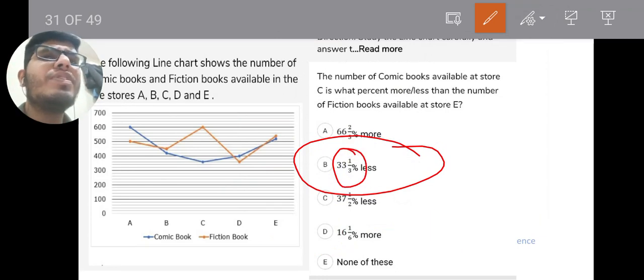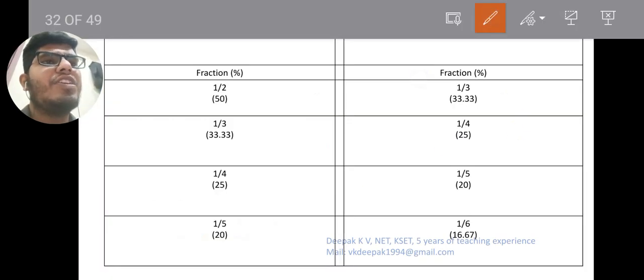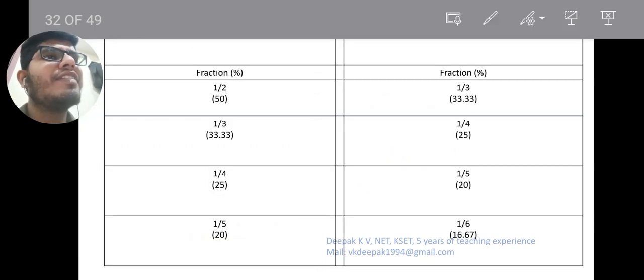Since this is given in fractions, we should know something else as well. It will not always be given in fractions, so that is why I have made a note on this. This particular chart will be useful even in fractions and proportionate problems. Here we will see some aspects of this. I have mentioned it as on cost and on sales. If you are a commerce student, then you obviously studied this. 25% on the cost is equal to 20% on the sales.